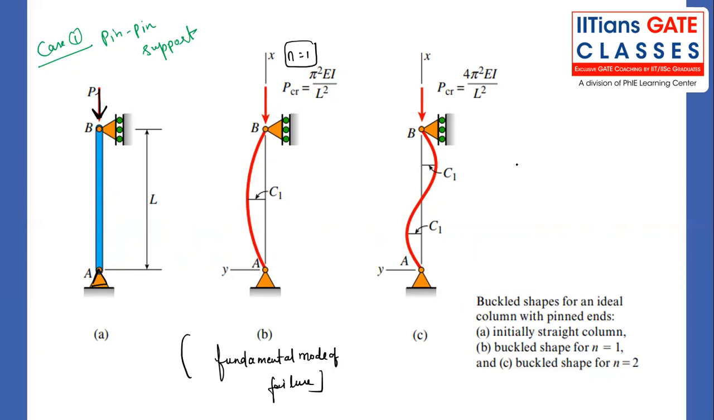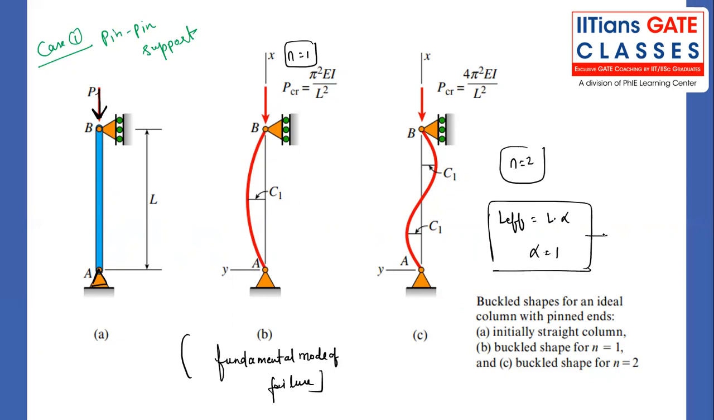When n equal to 2, in the formula, with the same end conditions, the effective length is L into alpha. Alpha here is 1. For the pin case, case number 1, you can note down alpha is equal to 1. When alpha is equal to 1, L effective will become L only. But n will be 2. It will buckle like this. So these are some of the very, very important points that you must understand regarding the buckling of columns.